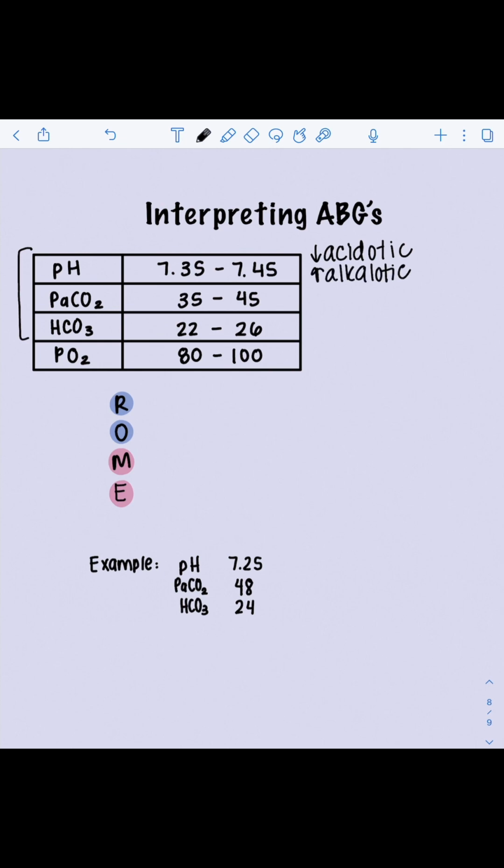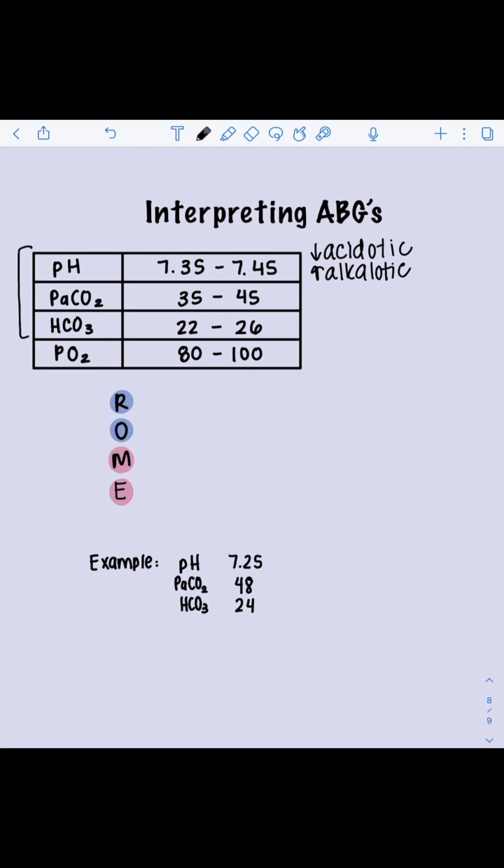This is important because this is the first value that you want to determine: is it low, high, or within normal range. So now let's look at our PaCO2. An easy way to remember the normal range is if you drop the 7s from your pH, then you have 35 to 45. Now, what does our PaCO2 represent? It represents our respiratory system.